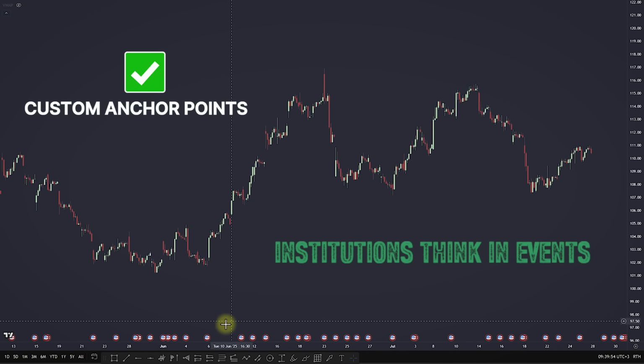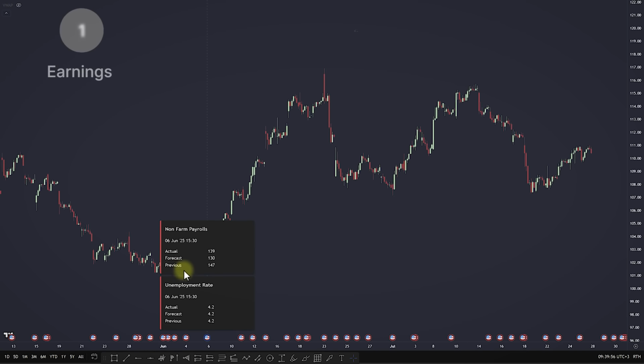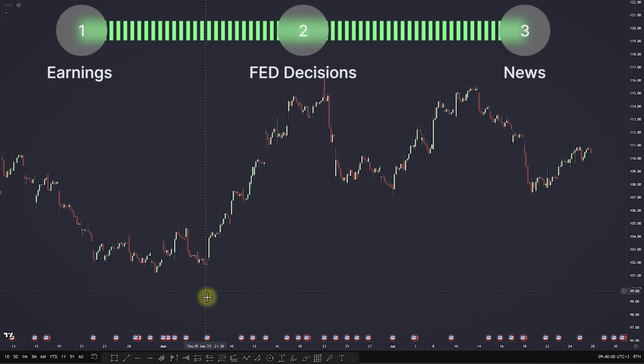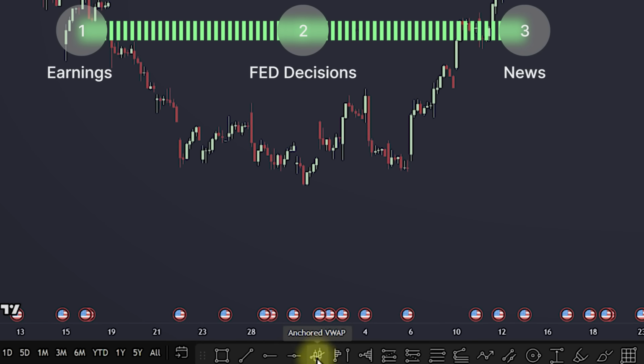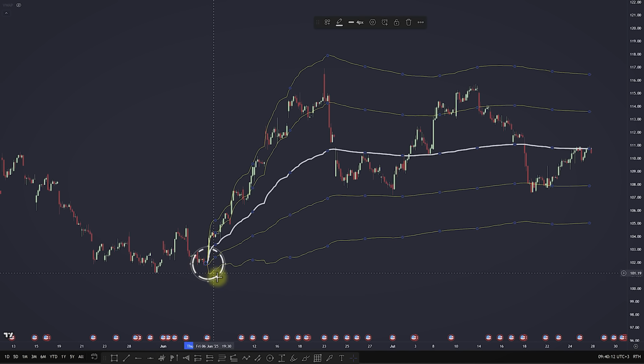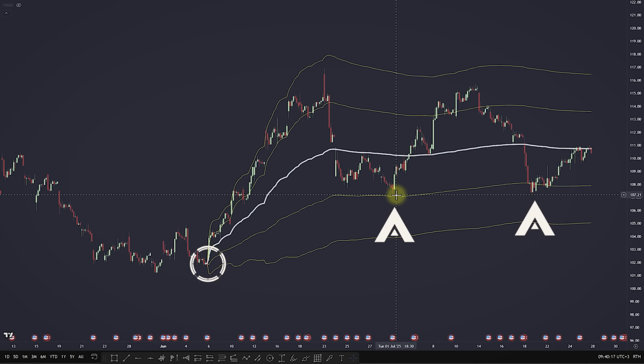VWAP anchored to major events, earnings announcements, Fed meetings, company keynotes. These create much more powerful levels than random daily resets. The result is that you start seeing VWAP levels that institutions actually respect. Event-anchored VWAP shows you where the big money positioned themselves around major news.